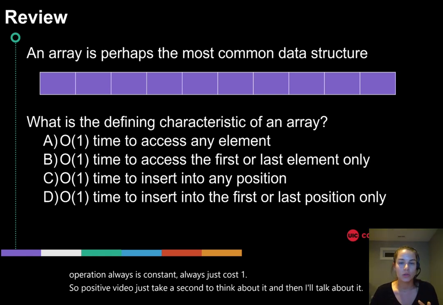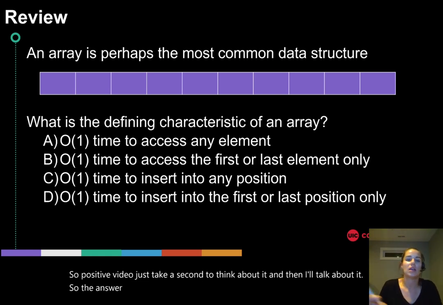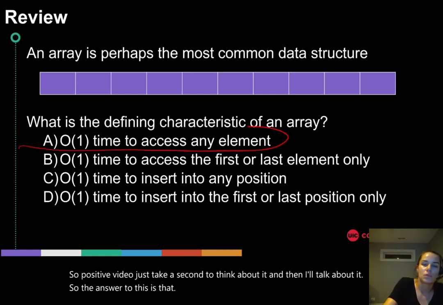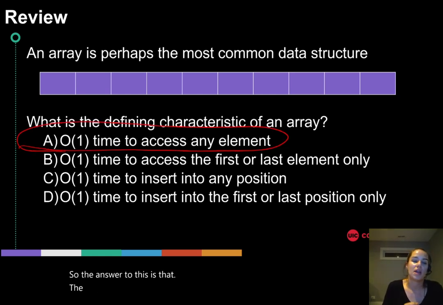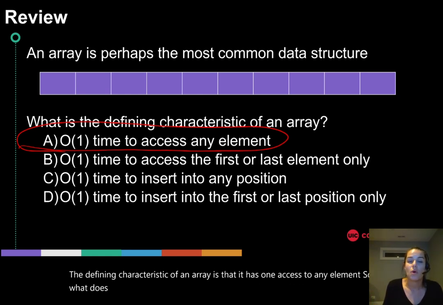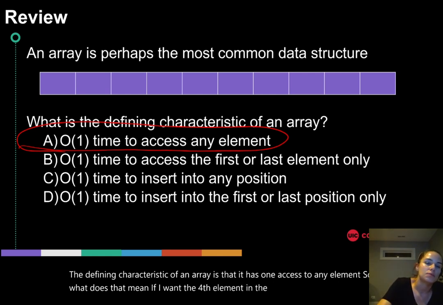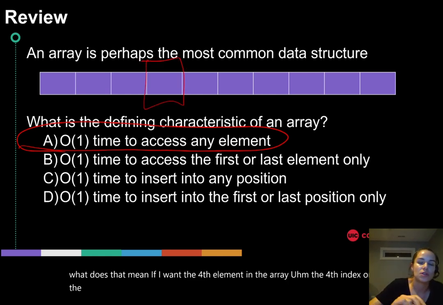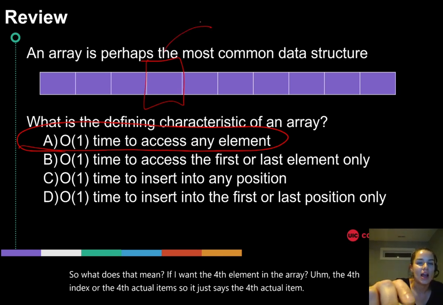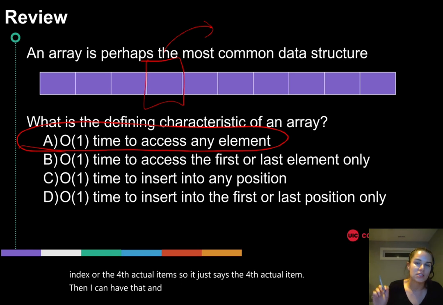Okay, so the answer to this is that the defining characteristic of an array is that it has O(1) access to any element. So what does that mean? If I want the 4th element in the array, the 4th index or the 4th actual item, then I can have that, and it's direct access with O(1) time, right?